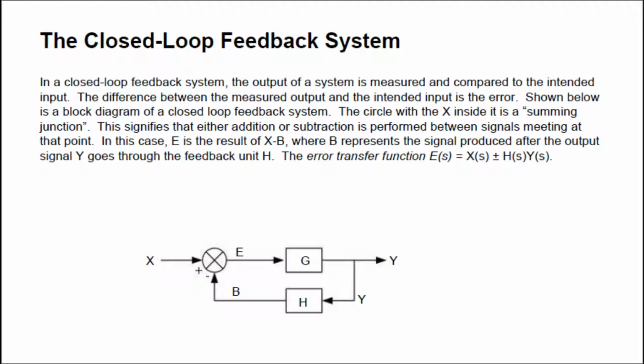The error transfer function, as you can see here at the end of this paragraph, is E of s equals the input, x of s, plus or minus h of s, y of s. And h of s, y of s is the result of the output having gone through the feedback loop, represented by h, or h of s.